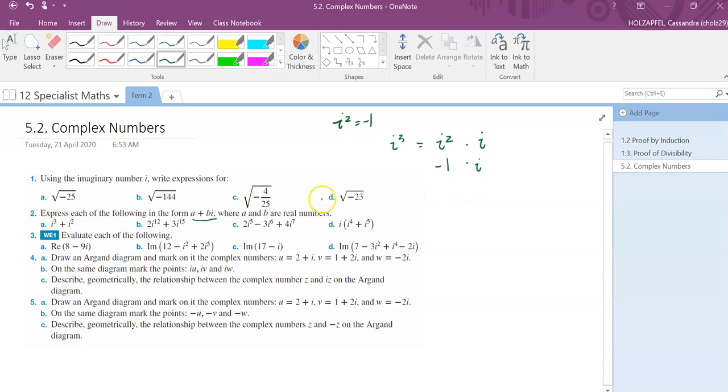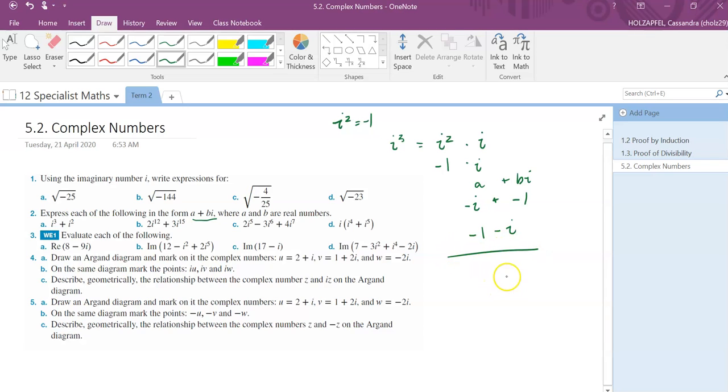So when I go to rewrite this particular expression, I'm going to rewrite this as -i plus -1. But because I want this expressed in the form a plus bi, I want the real component first, and then I want the imaginary component second. I'm just going to flip these two around, and I'm also just going to condense this little bit here. So I'm going to have -1 minus i. So that's now in the complex number form.